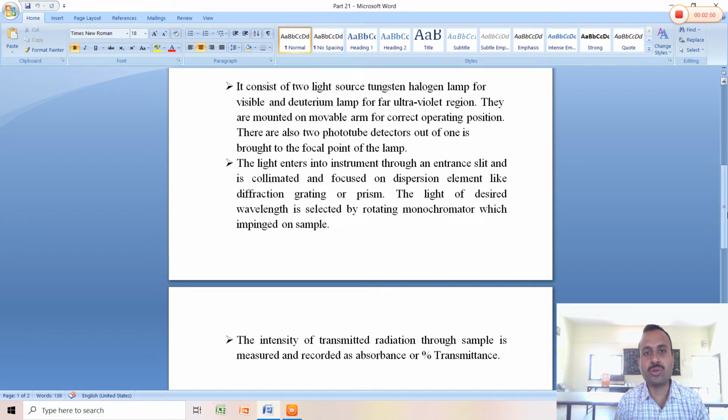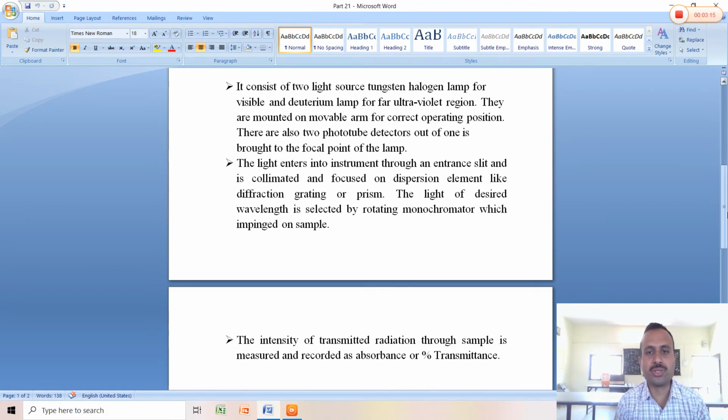There are also two phototube detectors. Now there are two photo detectors employed. One is for the reference cell, another is for the sample cell. Out of these, one is brought to the focal point of the lamp. Now the focal point is nothing but the converged point or center of gravity point.